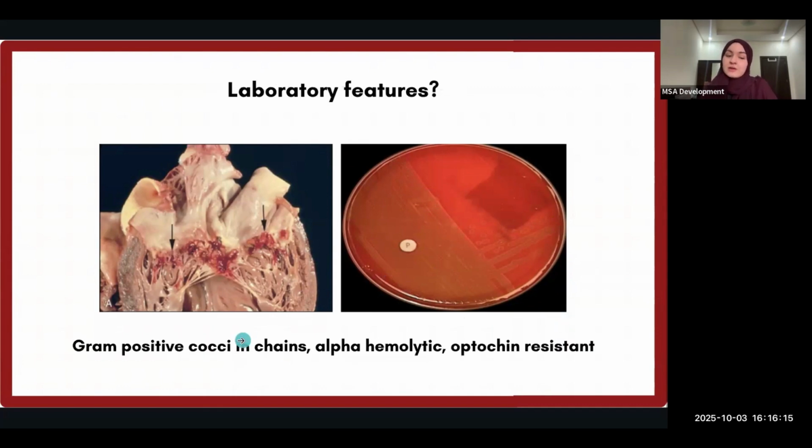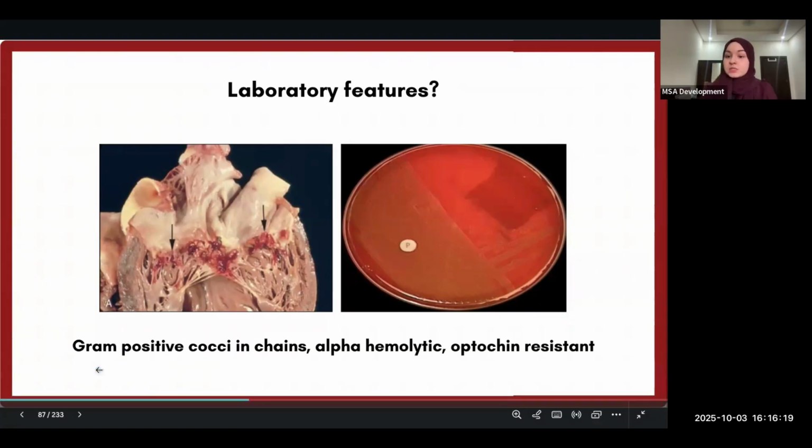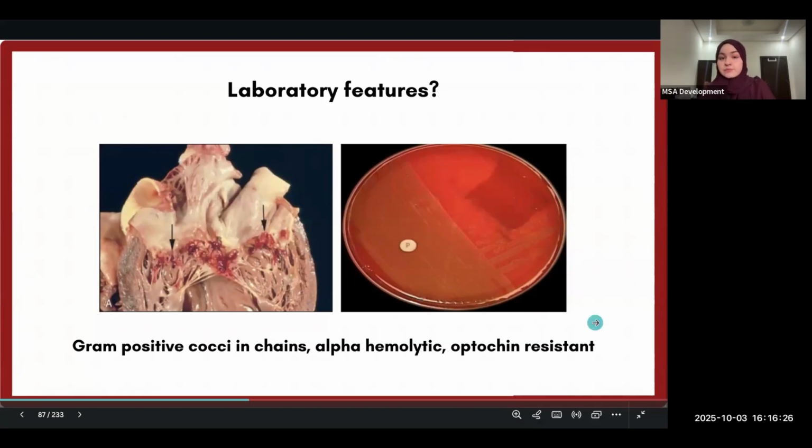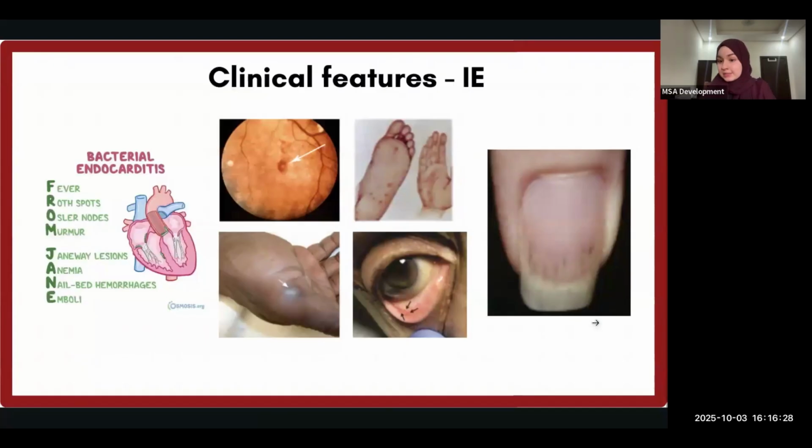Laboratory features: Strep is gram-positive cocci in chains. Is it alpha or beta hemolytic? It's alpha hemolytic, and we said it's optochin resistant. Know all of these features because they can be described in the question stem.